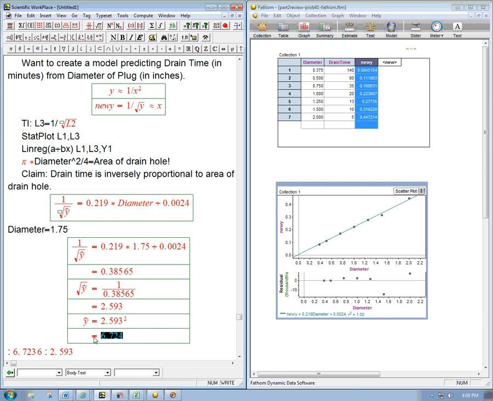That's a good reality check. This should come out between 5 and 10. And about 6 3/4 minutes of drain time. That's not saying it's perfect. That's not saying it's really what y is going to be. But we have a pretty good amount of faith in this prediction.